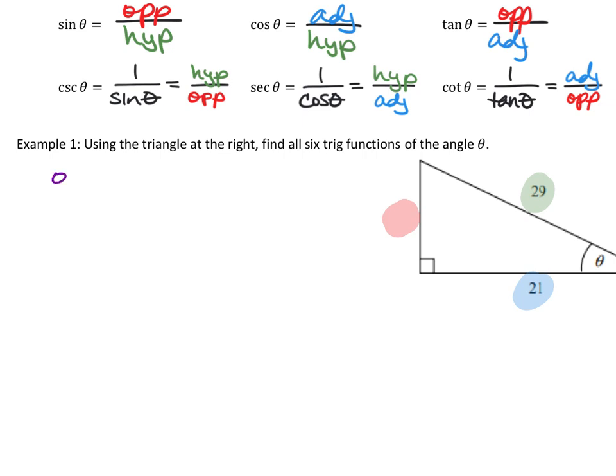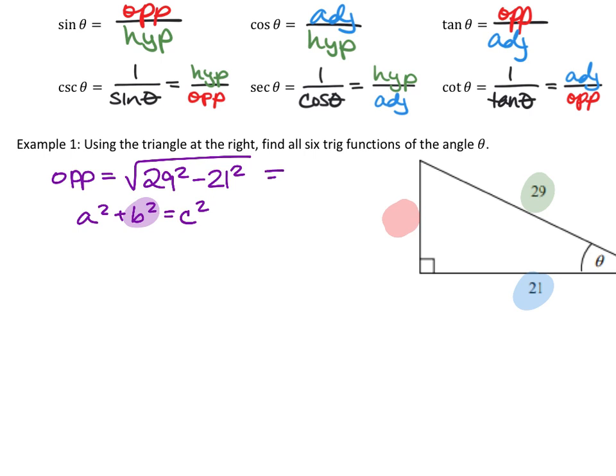And Pythagorean tells me that the opposite side is going to be equal to the square root of the hypotenuse squared minus the adjacent side squared. I'm solving a squared plus b squared equals c squared in a usable format, because I would technically be finding b squared. So you subtract a squared to the other side, take the square root, and we'd be able to find the opposite. Well, that's something I can throw in a calculator. The square root of 29 squared minus 21 squared.